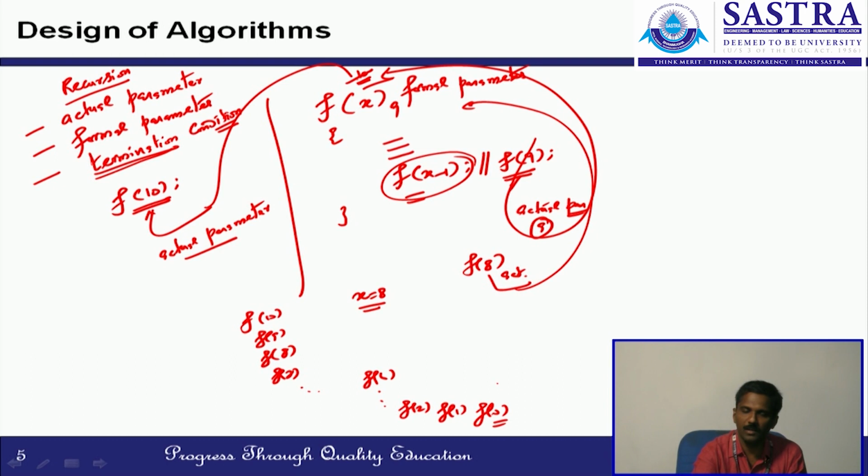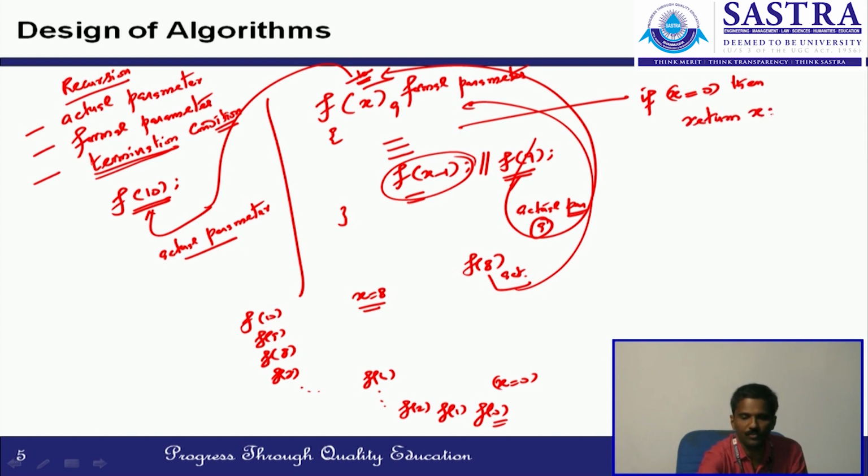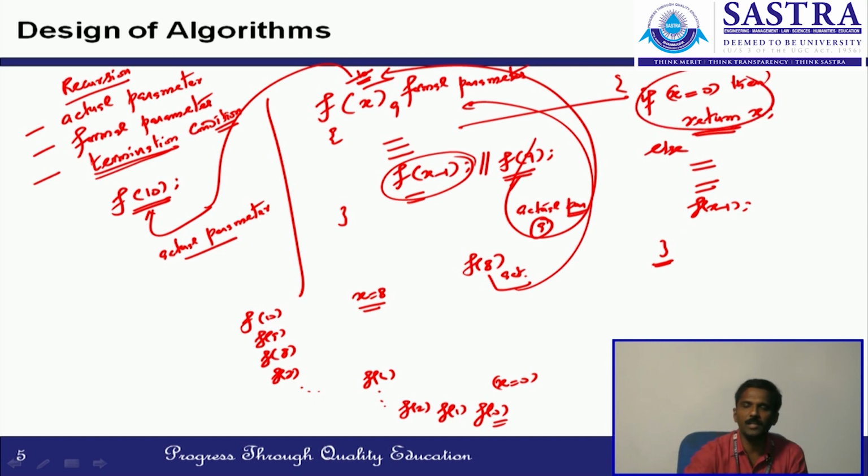Suppose when x becomes 0, for example here I write a statement: if x is equal to 0, then return x or something, else you can write a statement f of x minus 1. So this way, you need to specify one termination condition.